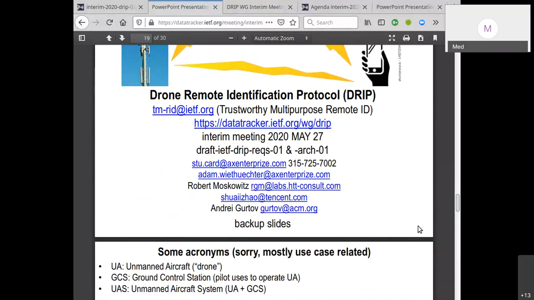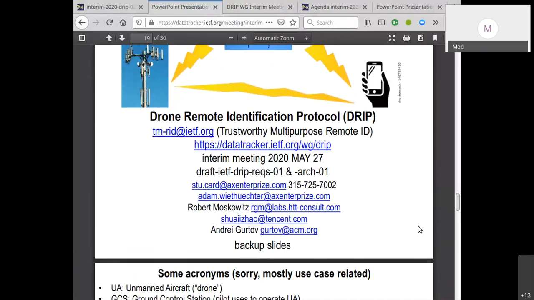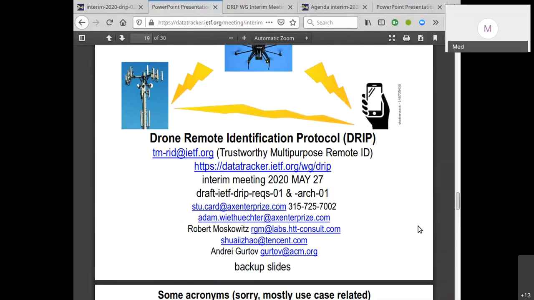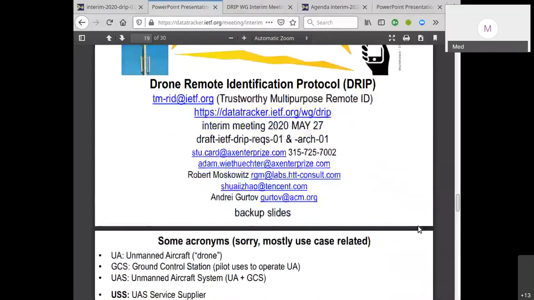Yeah, actually, this is what we have agreed. For the first interim meeting, we will focus on the requirements and the architecture to have them in good shape so that we can have progress by June or July and have something which is really stable. So we do understand that there are other drafts on the table, and we show them in our slides. We know there are other items to be discussed, but we really need to stay focused on what we are expected to deliver.